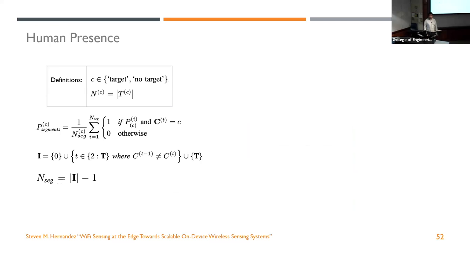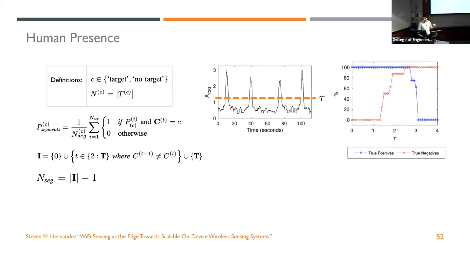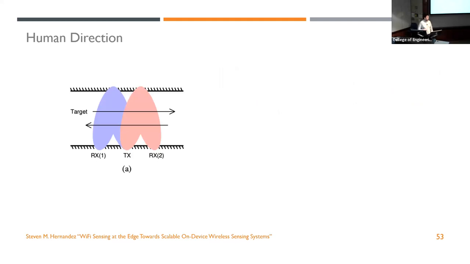So using these peaks, we can easily achieve human presence detection, to identify when a target or no target is present. So we can set up some sort of threshold, let's say. And if we set the threshold between 2.5 and 2.7 for our data set, we can see that we can get 100% true positives, 100% true negatives. Kind of interesting, we can then move this on to human direction detection.